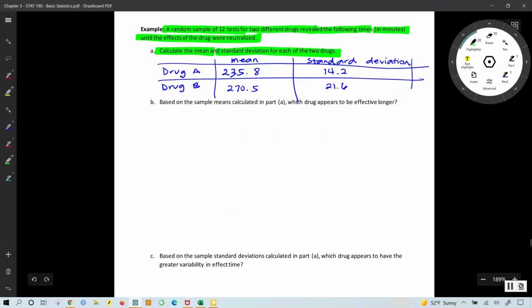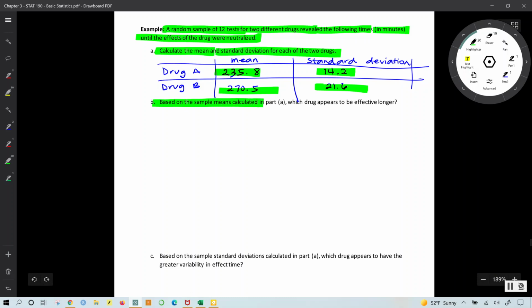Here on your screen, you will see the summary of the mean and the standard deviation for each of the two different drugs. For example, for drug A, the mean is 235.8 and the standard deviation is 14.2. For drug B, the mean is 270.5 and the standard deviation is 21.6.